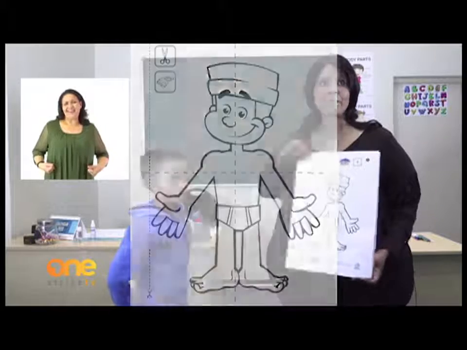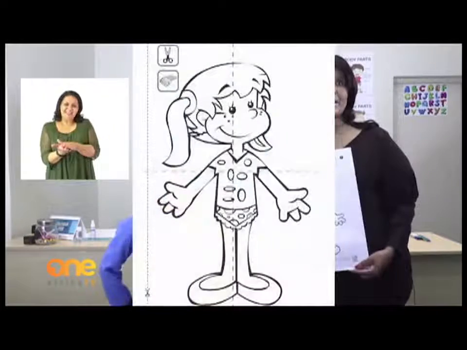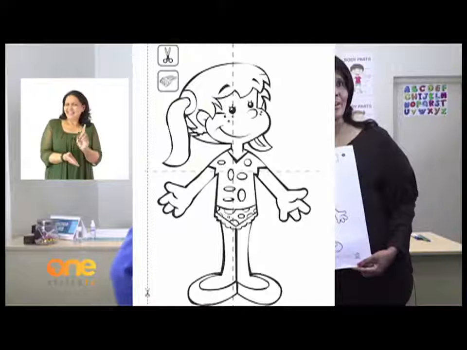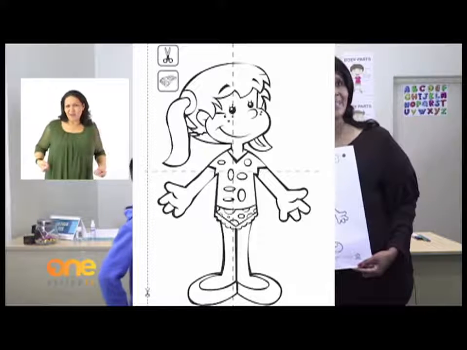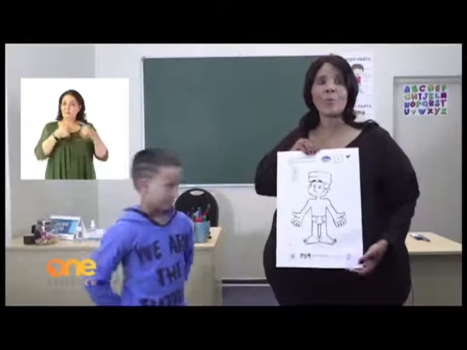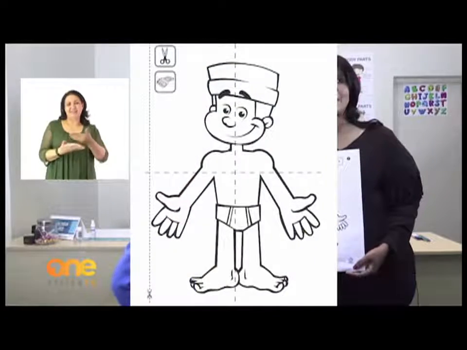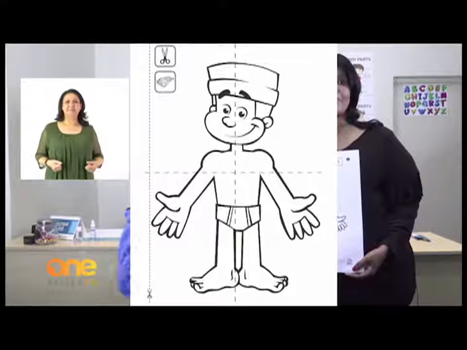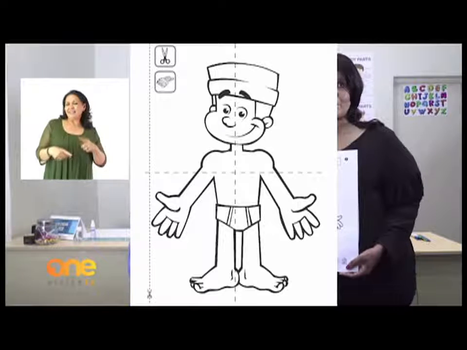Now turn to the next page. Is this a boy or a girl? Yes, this is a girl. Now we go back to our first page, where we have the picture of the boy. I want us to identify the different body parts on this picture.